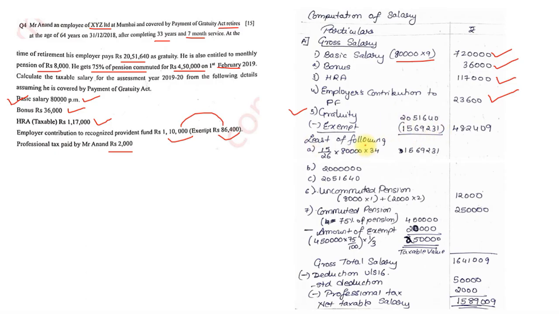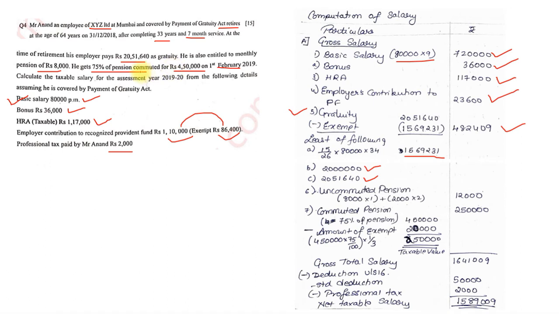That is the least of the following rule. Number one, 15 divided by 26, that's the half month salary, into 80,000, that's the basic salary, into the years that he was in service. Okay, round up. 33 years 7 months is nothing but 34 years. So into 34, we get the value as 15 lakh 69,231. Second is the notified amount, which is 20 lakh, the limit. And third is the actual receipt, that is 20 lakh 51,640. From these three, whichever is the least value, that much deduction he will get. So 15 lakh 69,231 is the least, we subtract it, and we get 4 lakh 82,409 as taxable value.